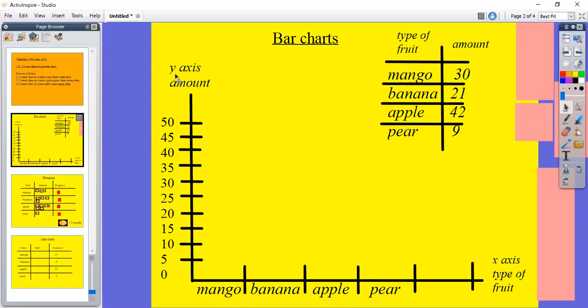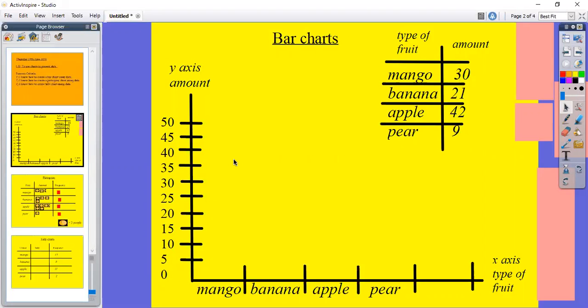Now along the side, which is my y-axis, this is the amount of people that liked that fruit. And when you're creating your y-axis, you need to be careful with your intervals. Now I can see from my data that my numbers were between 9 and 42. So I've really thought about the intervals. I could have done my intervals in ones, but that would have taken very long to go up to 42. So I thought, let me do mine in my 5 times table, so that means I can have intervals in between and clearly show the amounts.